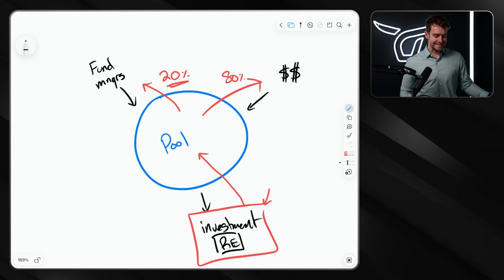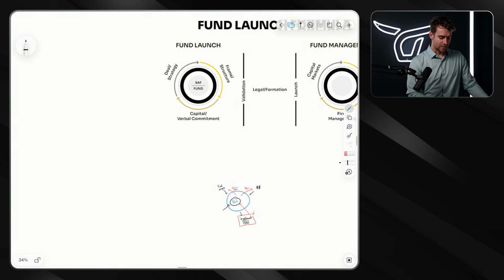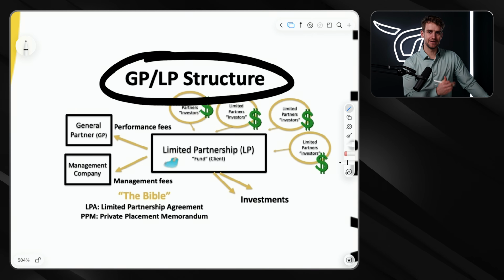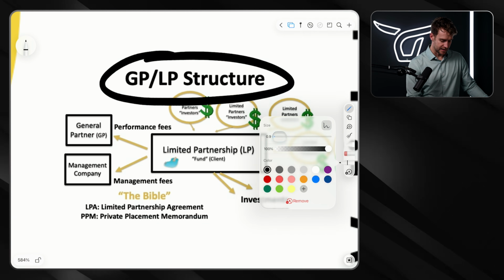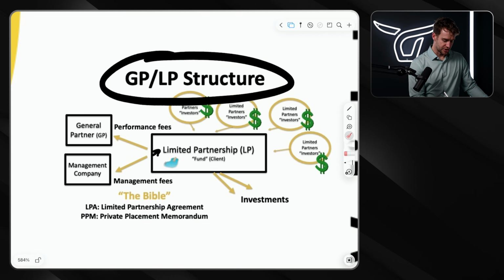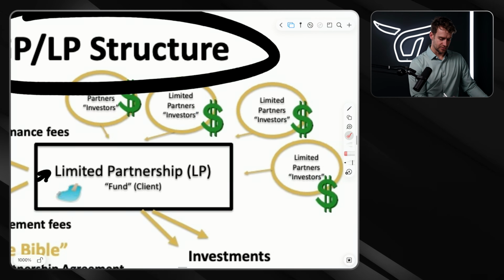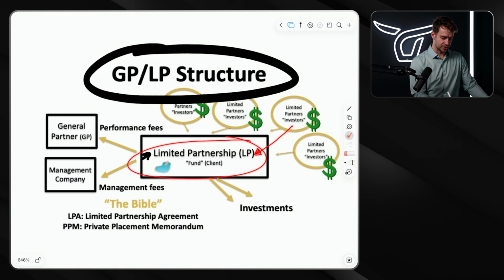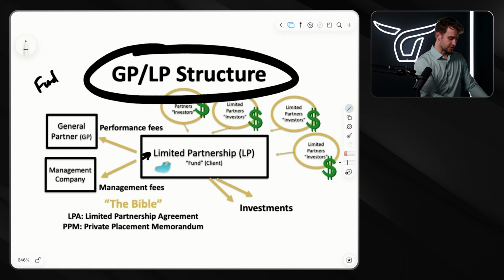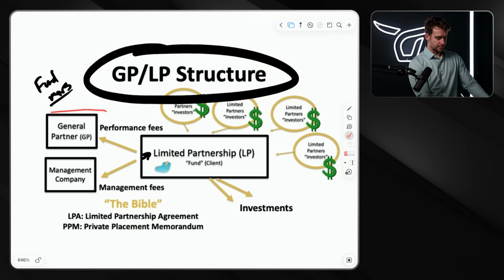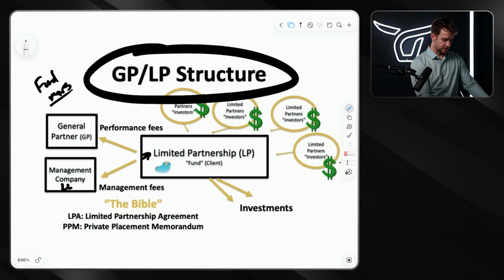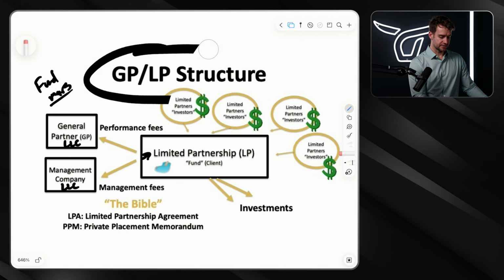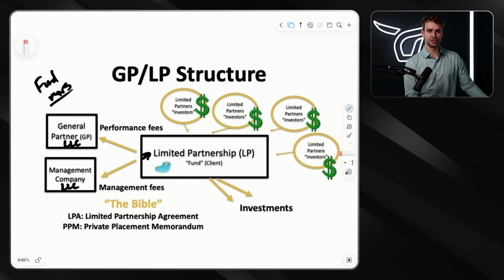Now, to go into a little more detail, it's not actually called a pool of money. What it's called, if I zoom up to the fund launch formula here, is the GP-LP structure. Instead of a pool of money, it's called a limited partnership, or the fund. Instead of investors, they're called limited partners. Limited partners put money into the limited partnership, and it's managed by the general partner and the management company. Both of these are usually LLCs, so each box represents an entity. This is how the largest funds in the world run, through this simple GP-LP structure.